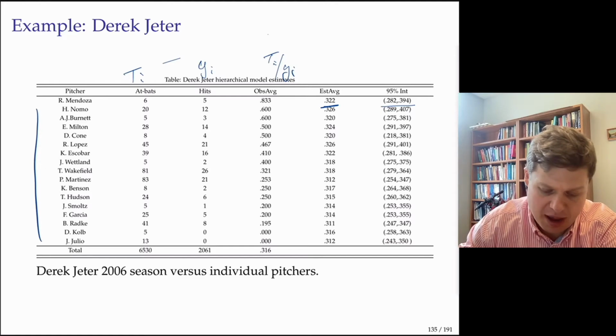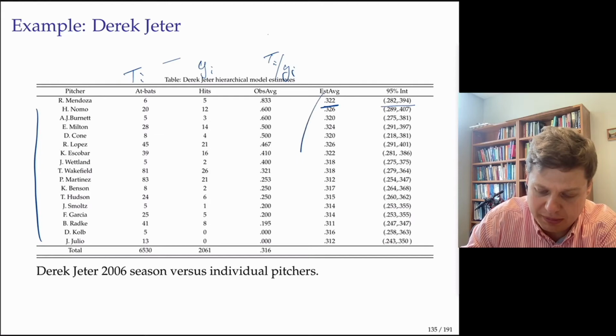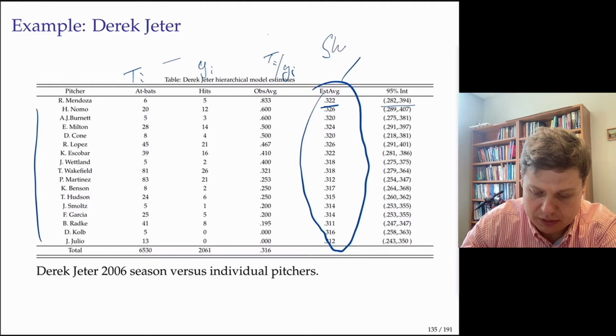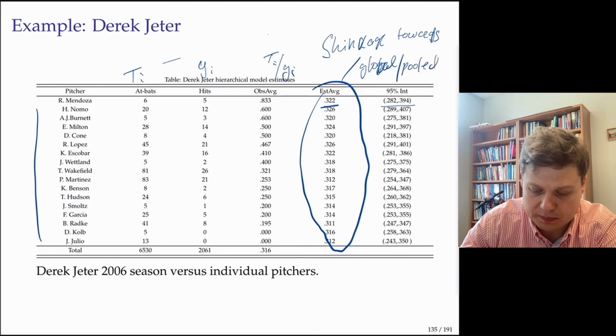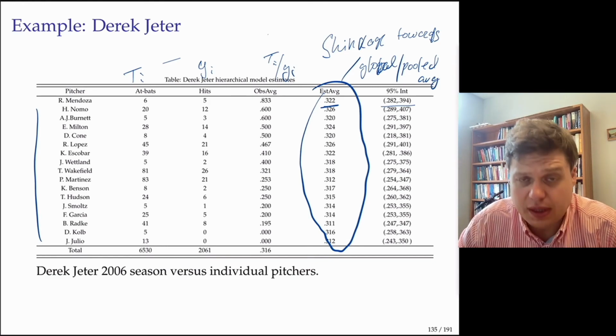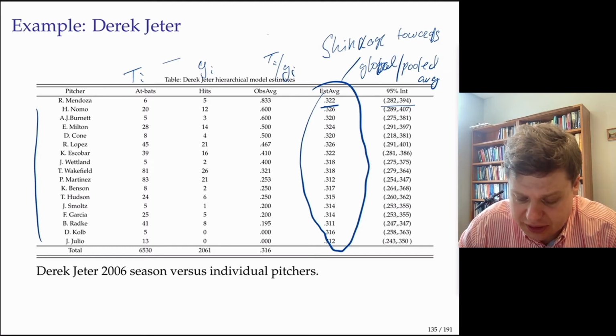The phenomenon you see here as a result of this shrinkage estimation is that all of them got shrunk towards the global average, or pooled average. Remember, in that year his average was .308, and you see all of the individual estimates vary around this number.